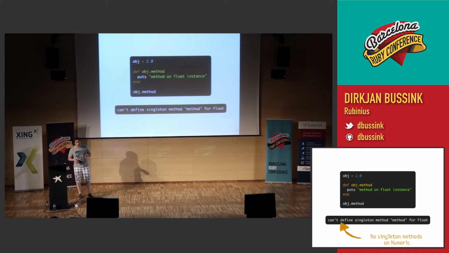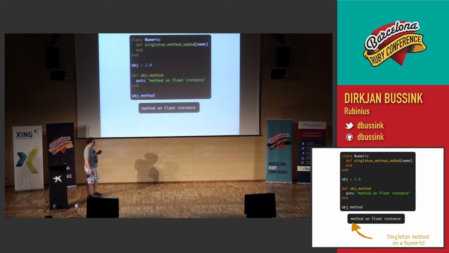Ruby says you cannot do that. The funny thing is you actually can, if you want, because you can do the following. What you can do is define the method singleton_method_added, which is called after you add a singleton method on a class, and you just don't do anything there. Then you set it up, and you can define it and call it, and it works. No exception.